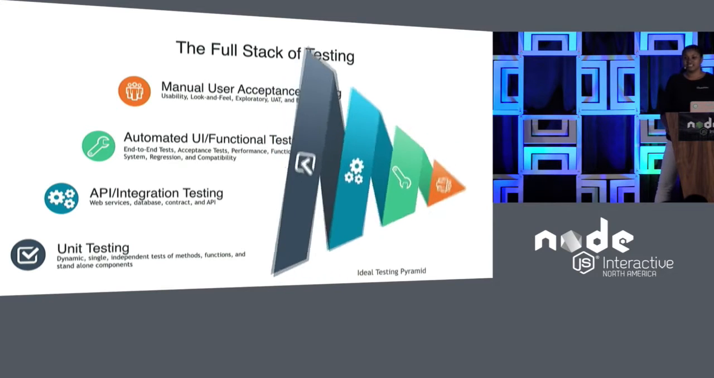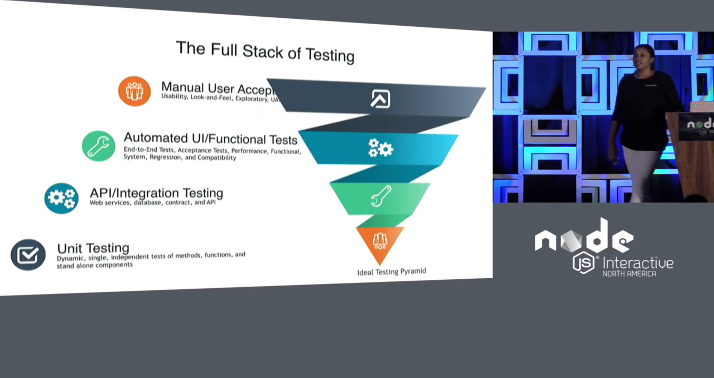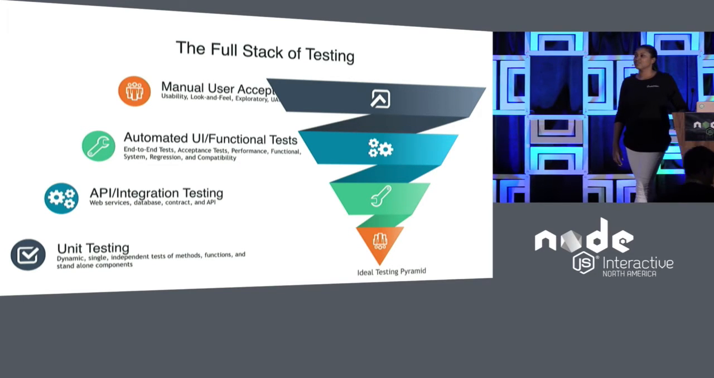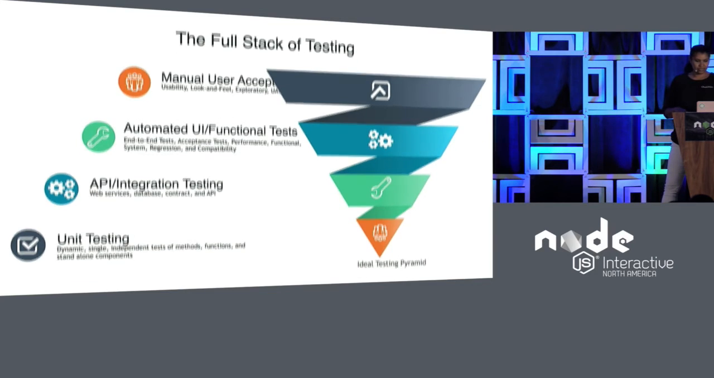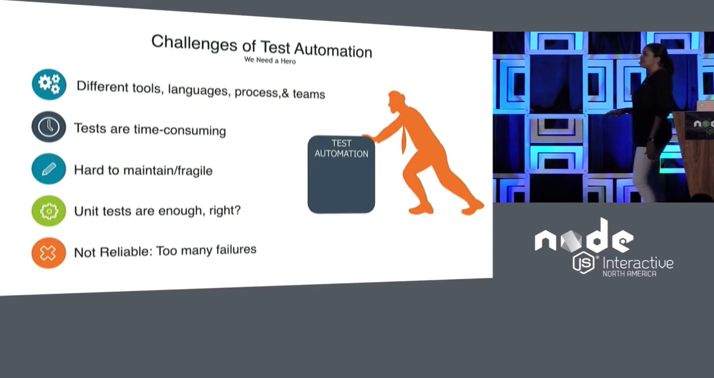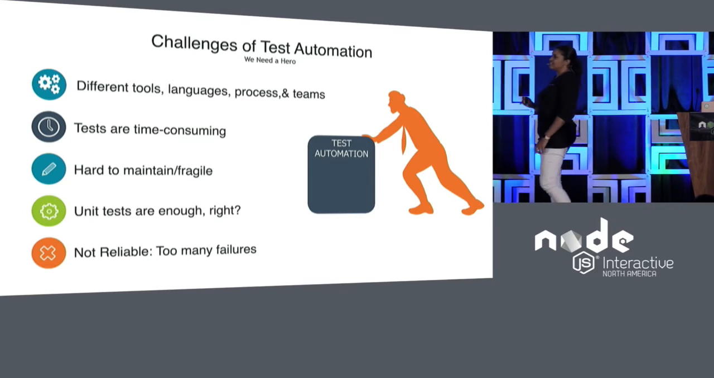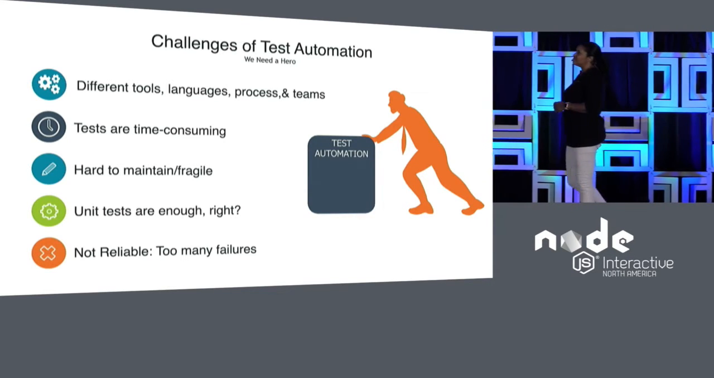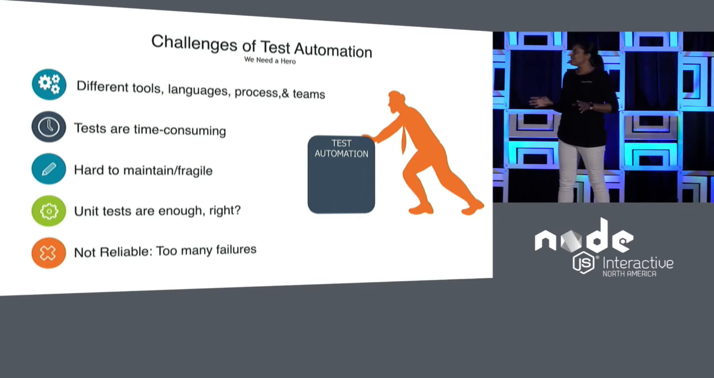But even though the ideal is for us to have a testing pyramid, in reality, most organizations are still struggling to transition from a cone into a pyramid. So I want to talk a little bit about the challenges of test automation. Maybe some of you have said this before, thought this, heard other people say it.